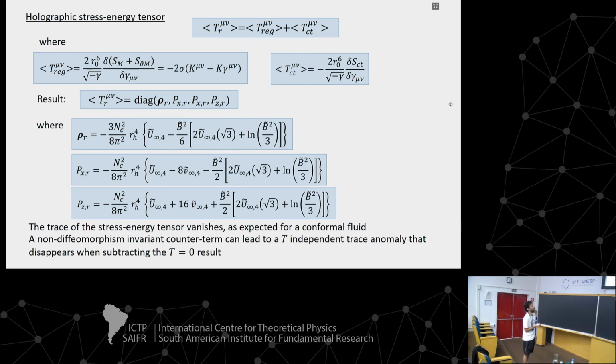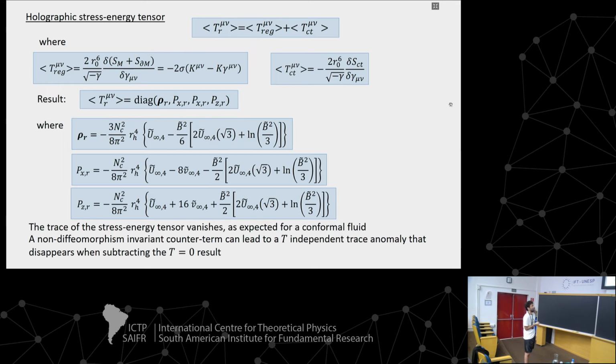I can carry on now with the expectation value of the stress energy tensor operator, and there is a dictionary in AdS/CFT to calculate it. I won't give too many details, just telling you that in the end I get a stress energy tensor that is compatible with the analysis I showed at the beginning of the presentation, of what you expect for a magnetized conformal fluid. It is anisotropic, and you have this difference between the pressure in the transverse direction and the pressure in the direction of the magnetic field.